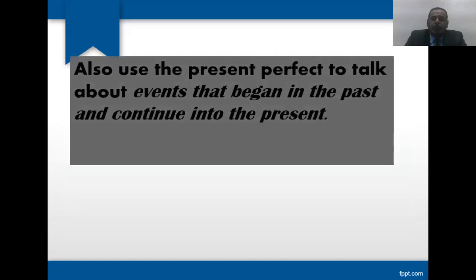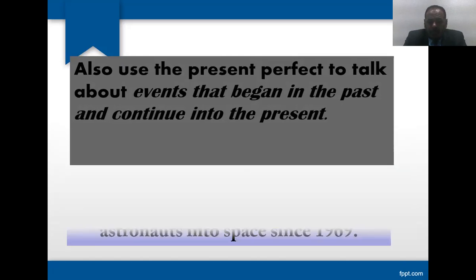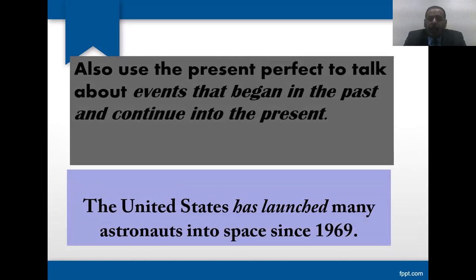Also, we use the present perfect to talk about events that began in the past and continue into the present. Okay? How can we use the present perfect? You should use have or has plus past participle. But when you use the past simple, only the second conjunction without helping verb. The United States has launched many astronauts into space since 1969. So we use has and the past participle of the verb launch.